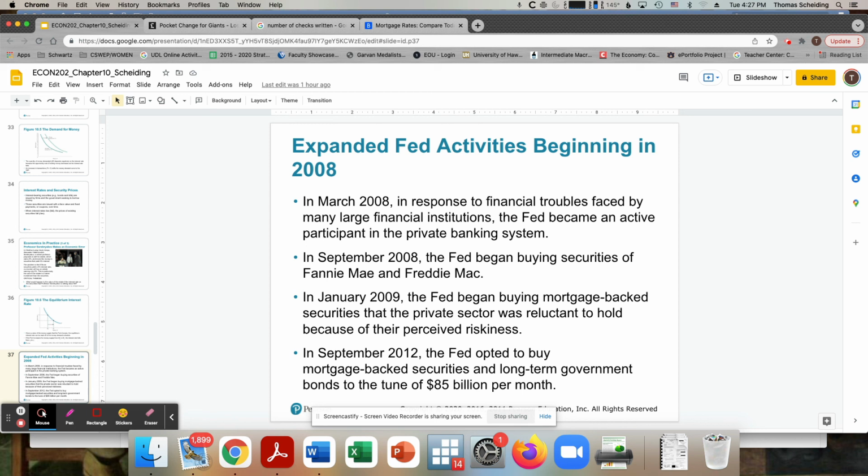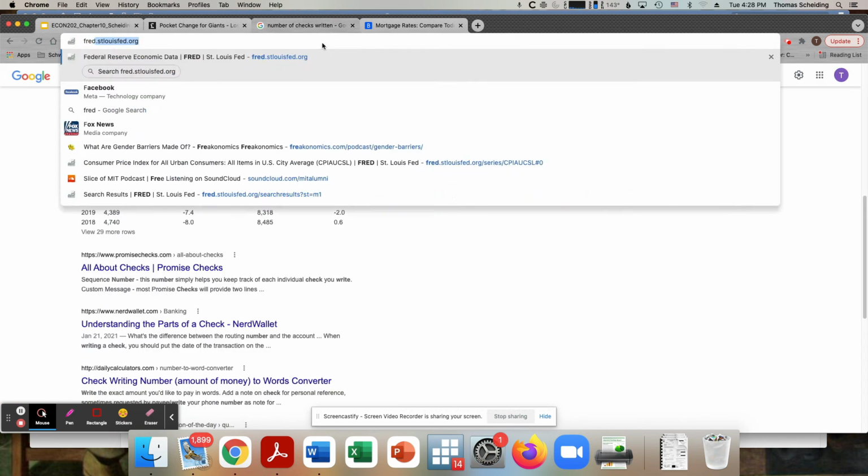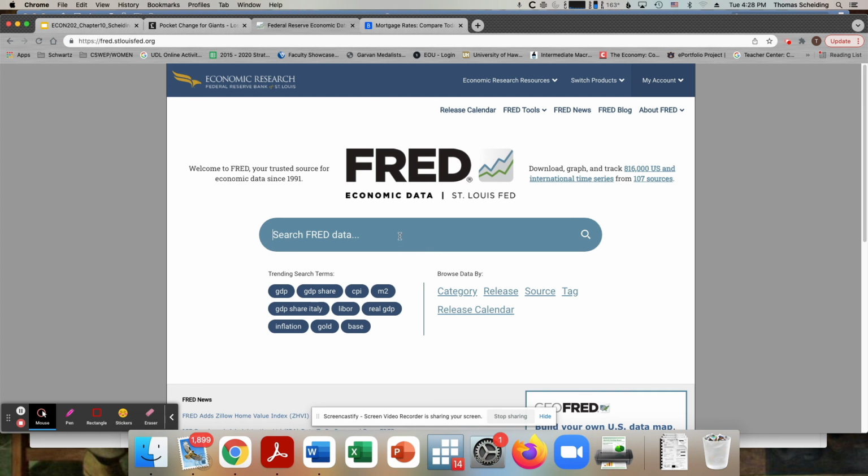2008 did represent a large change in activities, and it represents the time when the Federal Reserve did get much more involved in the banking system. It started buying mortgages. It started buying other longer government bonds. You can actually see this in FRED. Look at the balance sheet of the Federal Reserve.